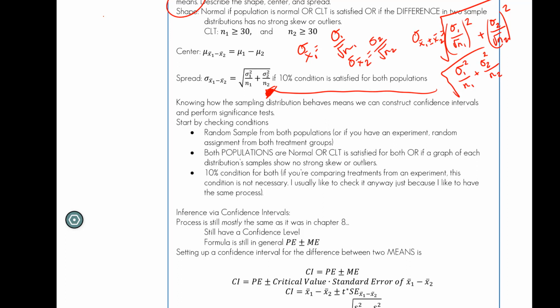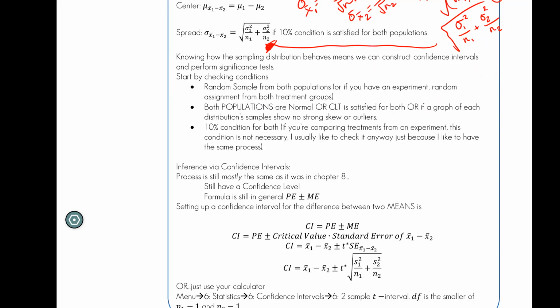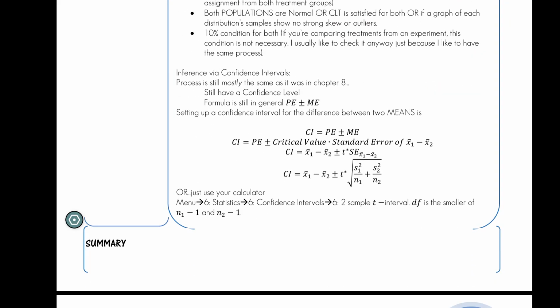Finally, we do a 10% condition. Again, this can be written out in English. You don't have to use notation. That might make things a little bit easier. We'll try to practice that. And you can construct a confidence interval. So for your confidence interval, you have to think about the point estimate. Remember, the point estimate is always just going to be the difference between two means.